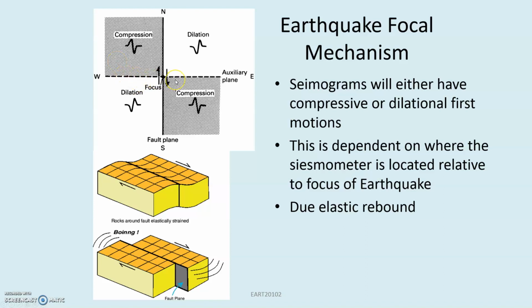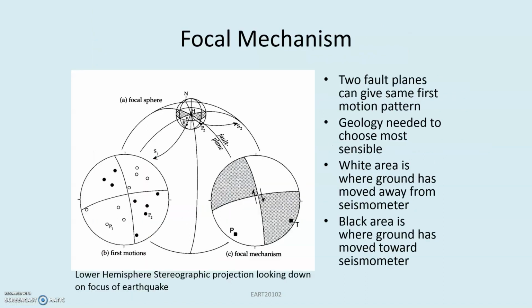So this fault and this auxiliary plane are at 90 degrees to each other, and we couldn't distinguish from the first motions whether that was a right lateral fault striking north-south or a left lateral fault striking east-west. So that's the thing, that there are these two fault planes that can give exactly the same first motion patterns. And you need to use the geology to decide which one is the most sensible.